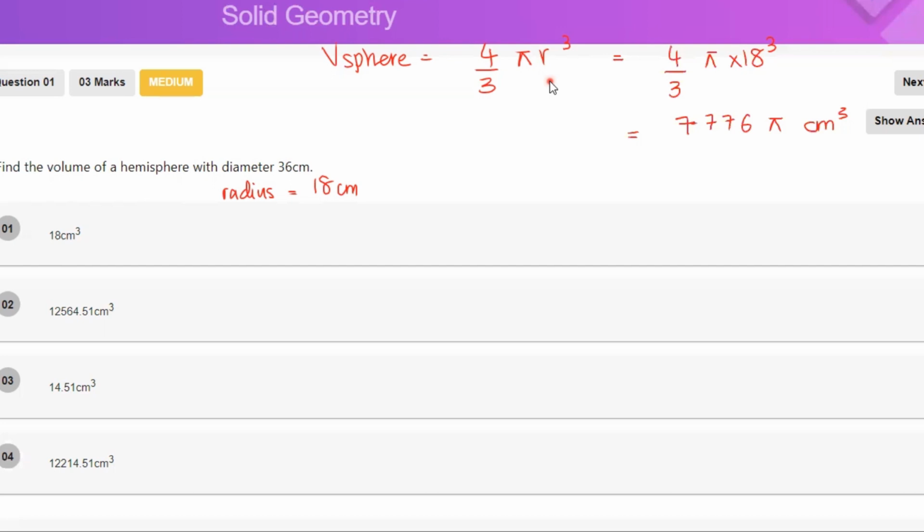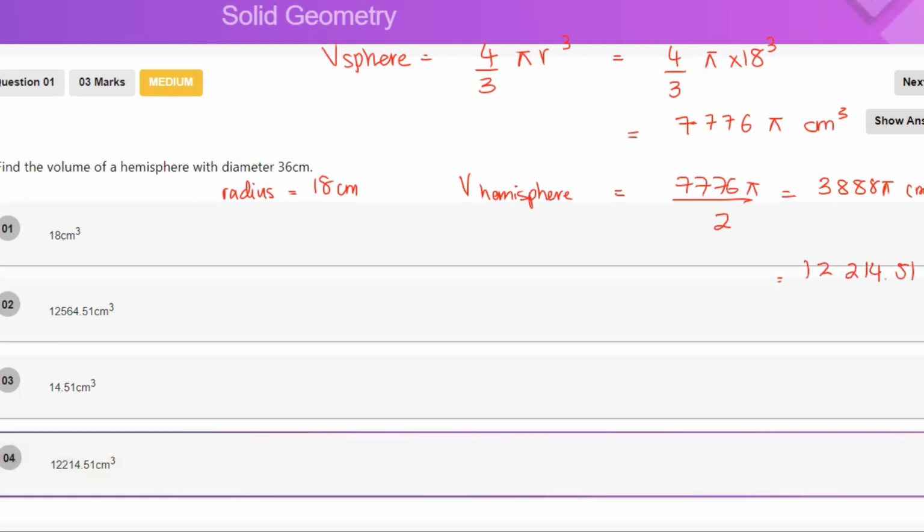And now to convert this into the volume of our hemisphere, I will just take this entire thing and divide this by 2. And when we do this, we're going to get 3,888 pi cubic centimeters. Now, this is in terms of pi. We can also calculate what this would be as a decimal answer. And that's going to give us 12,214.51 cubic centimeters, correct to 2 decimal places. So there we go. This is going to be our final answer.